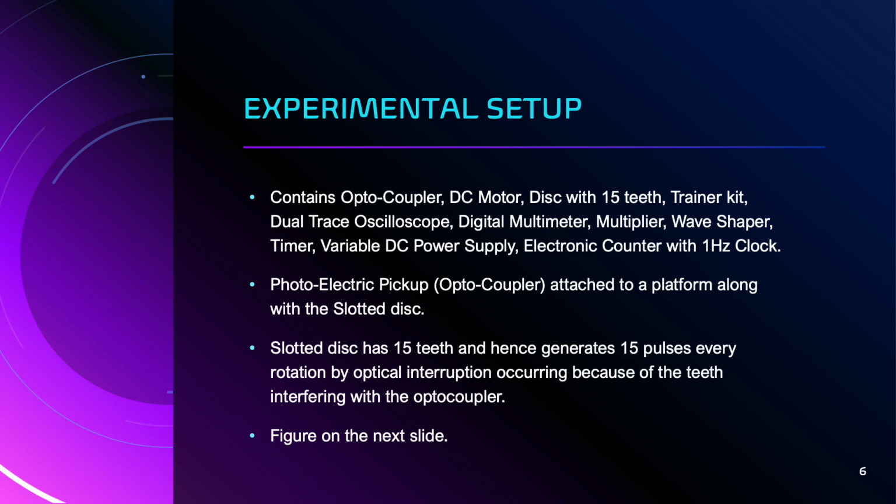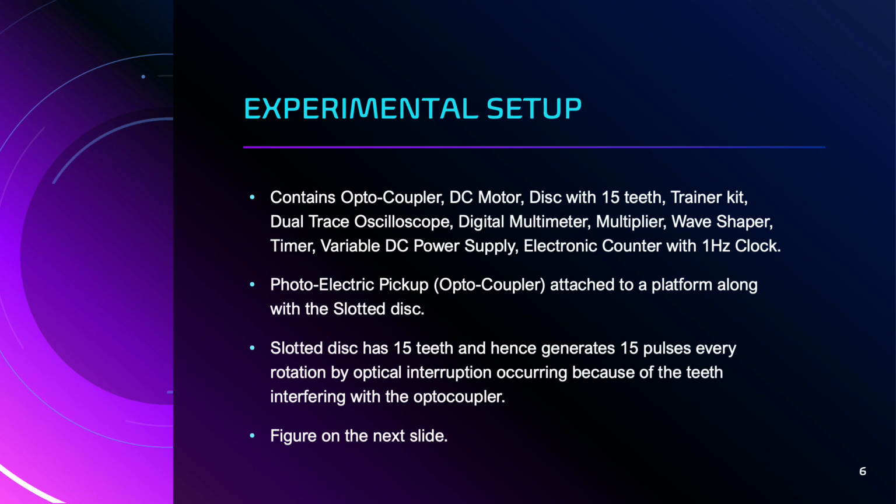Then we have a timer. This timer is used to control the timing of operations within the experimental setup. It enables precise timing intervals or delays, contributing to the synchronization as well as coordination while measuring the rotation per minute of the rotating wheel or the slotted disk. Then we have the variable DC power supply. This power supply unit offers adjustable output voltage levels, allowing us to provide variable DC power to different components and circuits as needed. So it will provide us with different voltages on the DC motor, and hence we can change the speed of the DC motor.